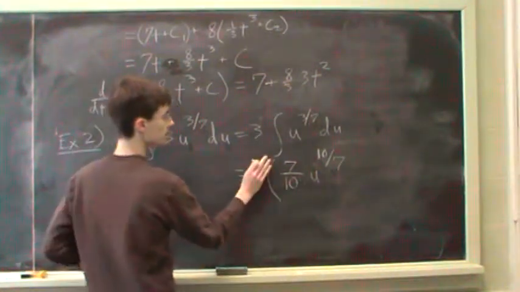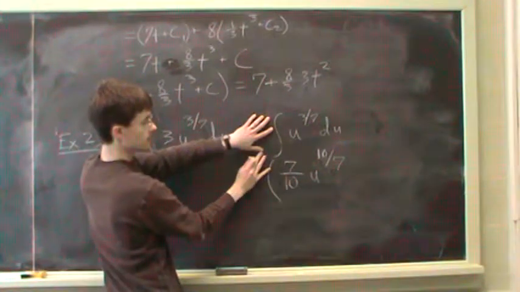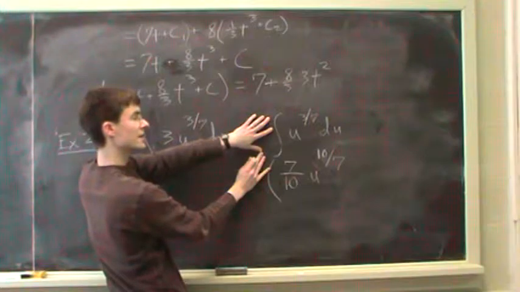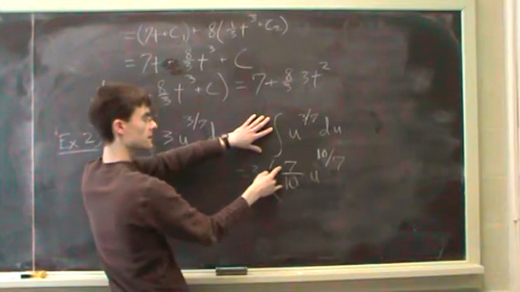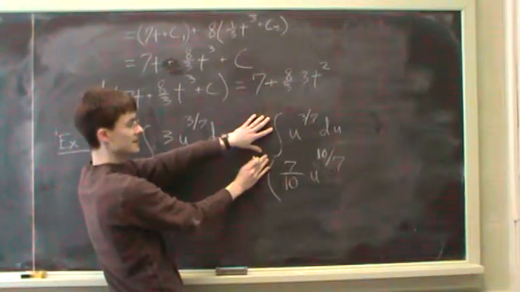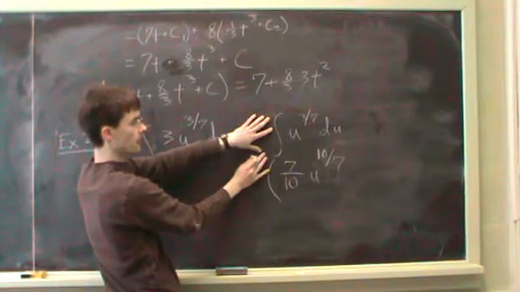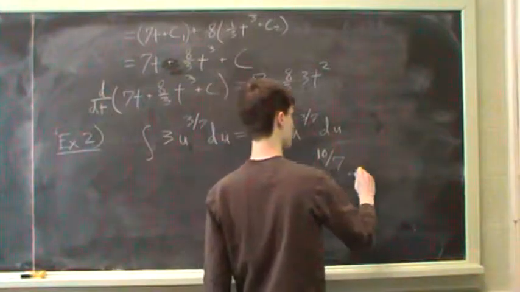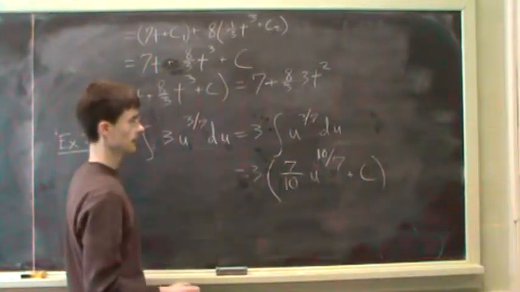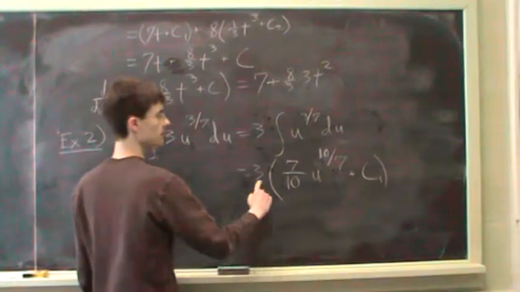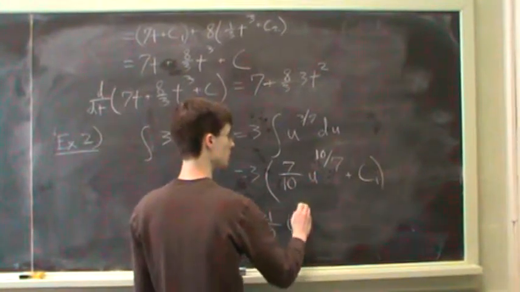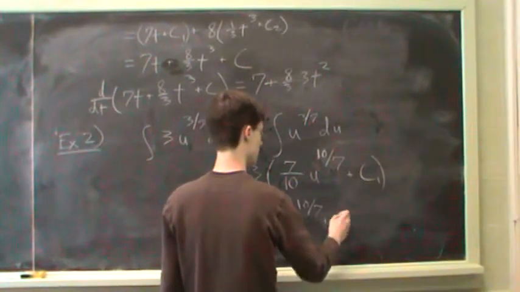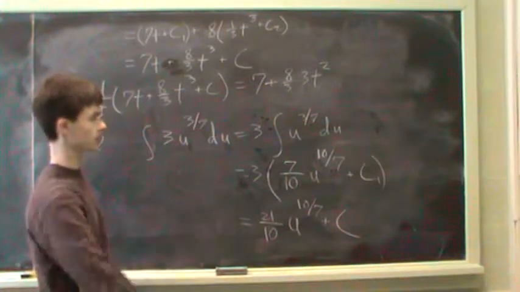And the reason for that is if we want to differentiate this bottom thing with respect to u, then we would bring down the exponent 10/7, and it would appear in the front here, and we would want it to cancel with 10/7, or sorry, 7/10. Alright, so that's why we use the reciprocal. And then we have plus the constant, and if I call it C1 and then multiply through by 3, we end up getting 21/10 times u to 10/7 plus some other constant, which I'll just call c.